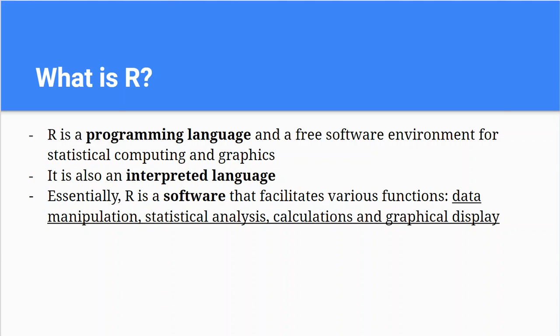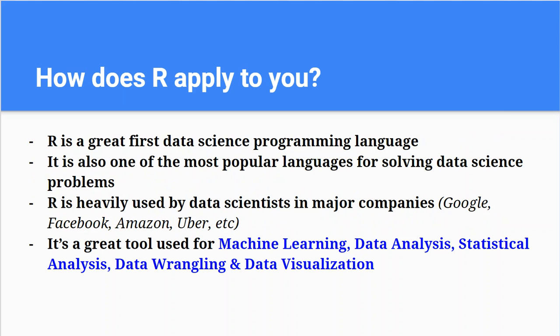it can execute directly. Essentially, R is a software that facilitates various functions from data manipulation, statistical analysis, calculations, and graphical display. So how does R apply to you? R is a great first data science programming language. It is also one of the most popular languages for solving data science problems. R is also heavily used by data scientists in major companies such as Google, Facebook, Amazon, Uber, and so forth.